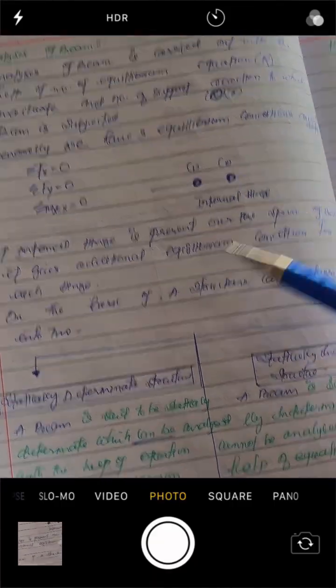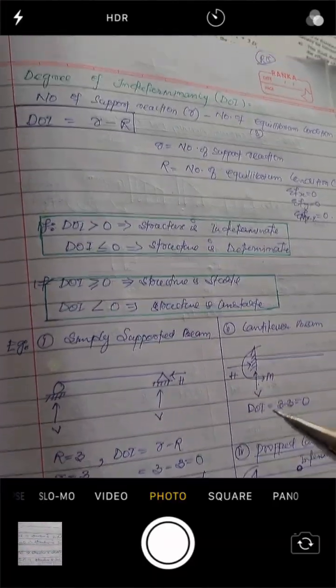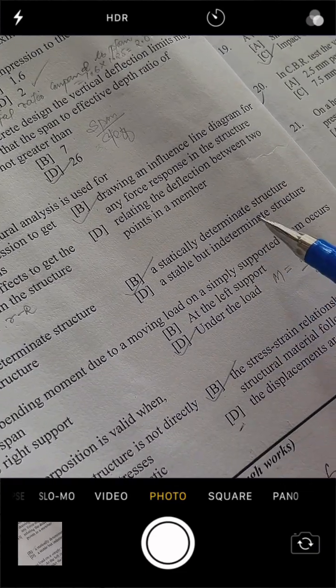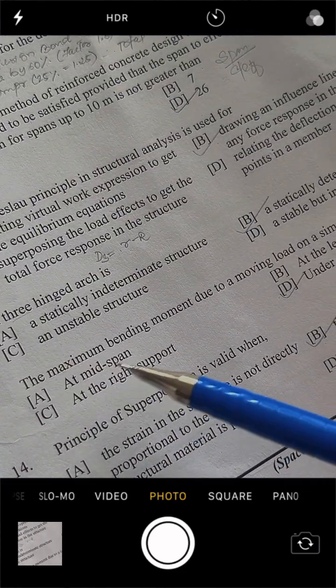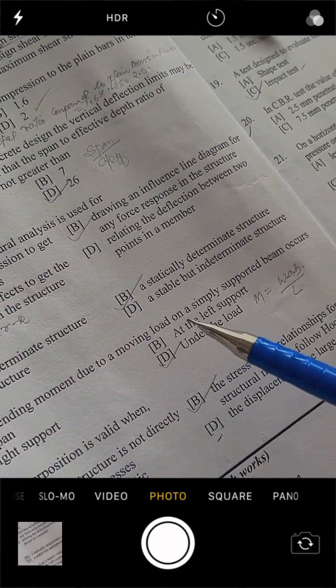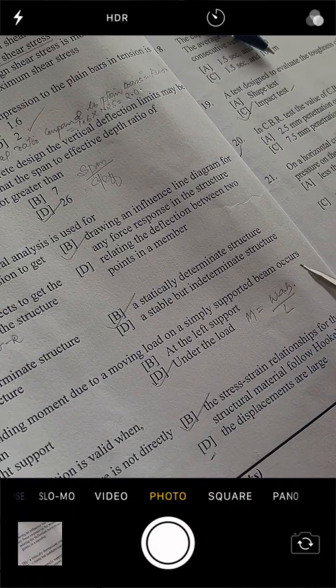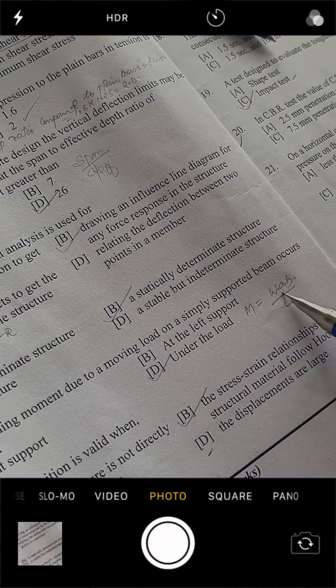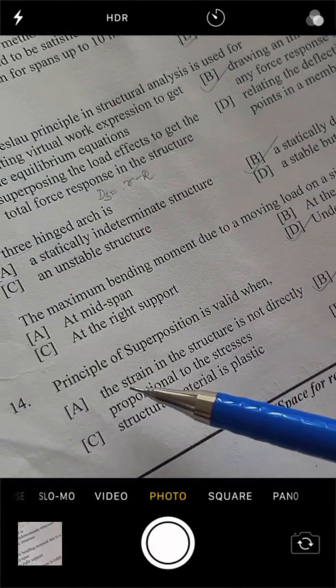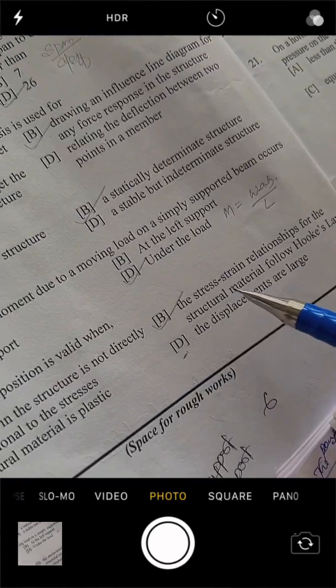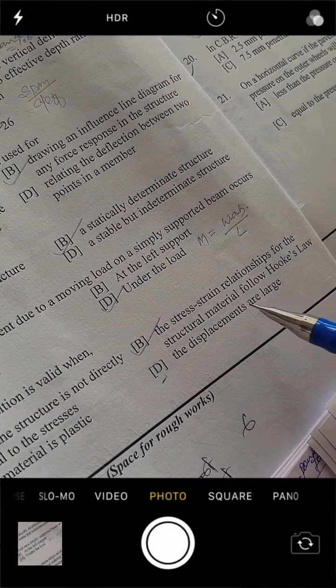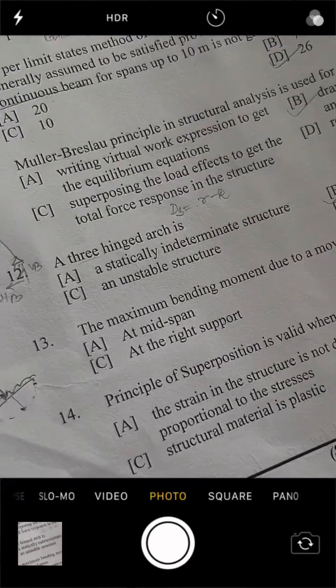These are my notes for your reference if you need. Everything is written in a clear manner. Please refer to it. So for this, it's going to be my statically determinate structure. And the maximum bending moment due to moving load on a simply supported beam occurs under the load. It's given by M equal to WAB divided by L. Principle of superposition is valid when the stress-strain relationship for the structural material follows Hooke's law.